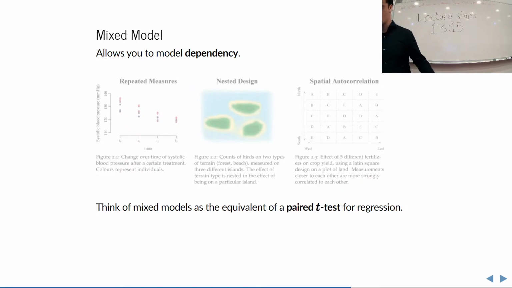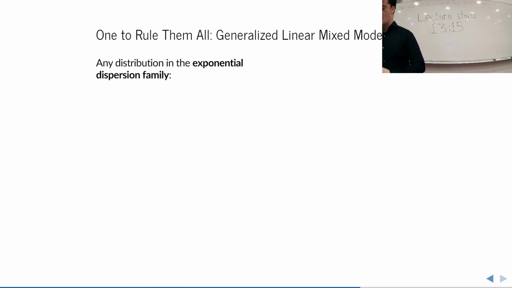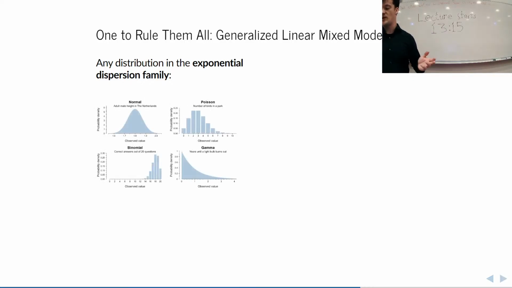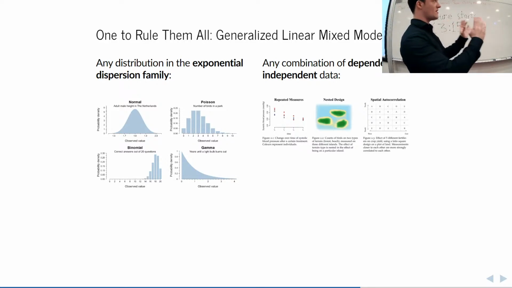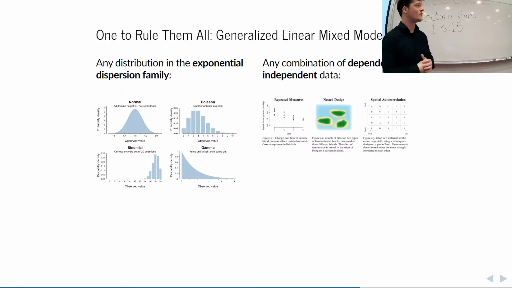Okay, yeah, and so again, just think of it as the equivalent of the paired t-test for any kind of regression model. Now then, the last thing you're going to learn in advanced statistics that is still regression is the generalized linear mixed model, the GLMM. So now we can pick any distribution in the exponential dispersion family for the outcome, and we can have any combination of dependent and independent data. That is the big thing that you're going to learn in this course.